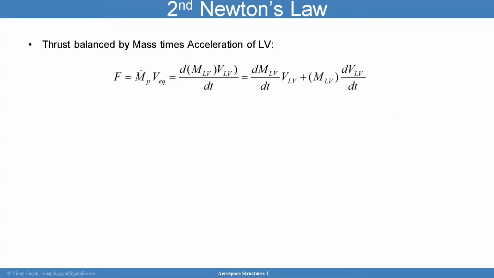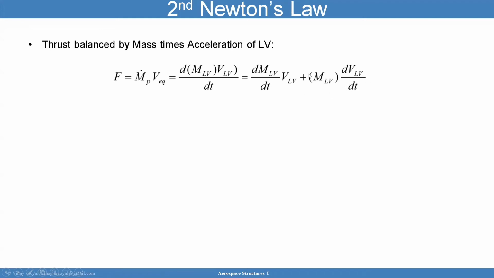So now I can use Newton's second law. We talked about how force equals the mass flow rate times the equivalent velocity, and that has to be equal to the change in momentum. So I have d of the mass of the launch vehicle times the velocity of the launch vehicle, over dt, and that could be changing over time. Here I'll use the product rule for differentiation. So I have the rate of change of the mass of the launch vehicle times the velocity of the launch vehicle, plus the mass of the launch vehicle times the rate of change of the velocity of the launch vehicle.